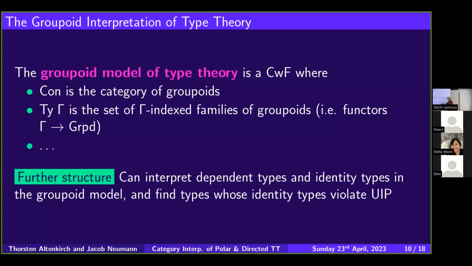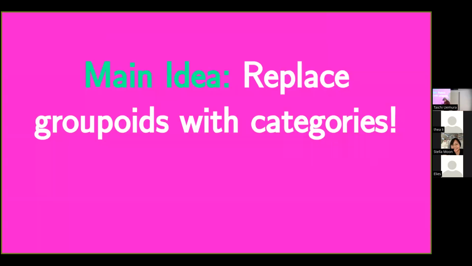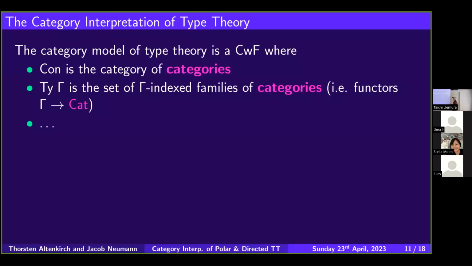And of course, their ultimate goal is to prove this result about identity types. So they also have to interpret other things like dependent types and identity types in order to study those in this context. And so, like I said, our main goal here is to do for category theory what ordinary undirected type theory does for groupoid theory. The obvious way to go about this is to go through the literature, find places where they say groupoid, and try to replace it with category. And indeed, we can do this with the groupoid model and get the category model.